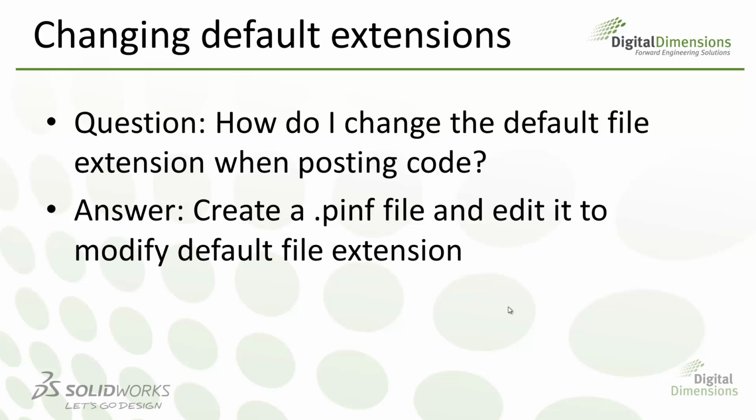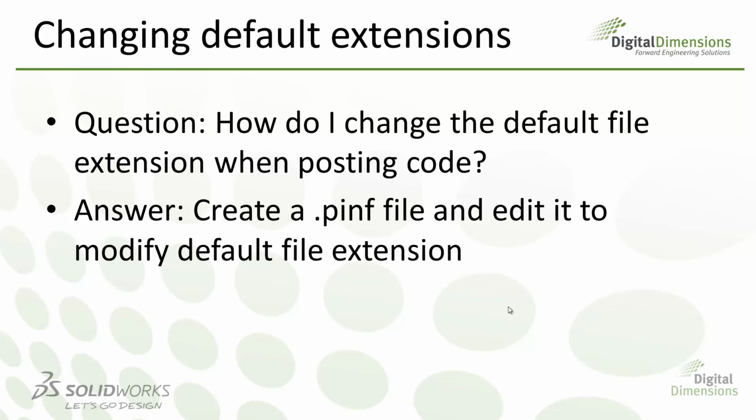How do I change the default extension when I'm posting code? What I mean by this is when you typically post code, it could be .nc, it could be .txt, it could be .t. There are all kinds of different extensions, and a lot of this depends on the type of machine you're using. How can I make an extension that works for my machine the default setting in CamWorks? The short answer is to create a PIM file and edit it to modify the default file extension.